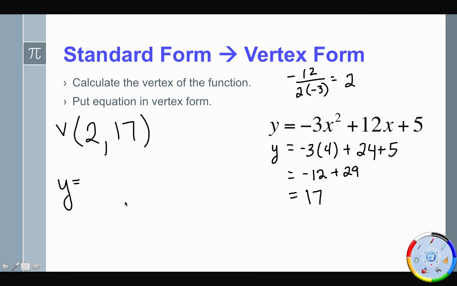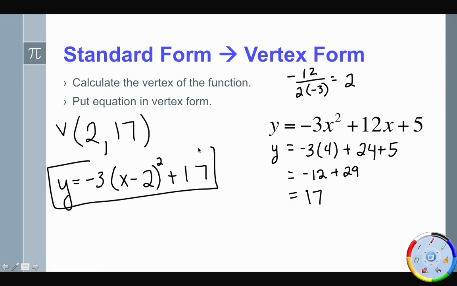My a value is negative 3. And this is x minus a positive 2, and I have a plus 17. And there we have the vertex form of this standard form.